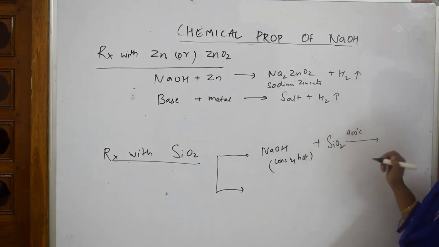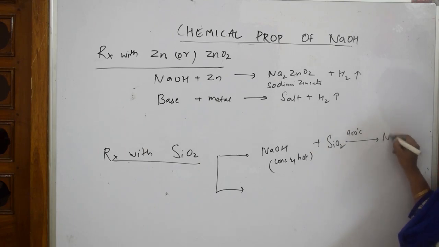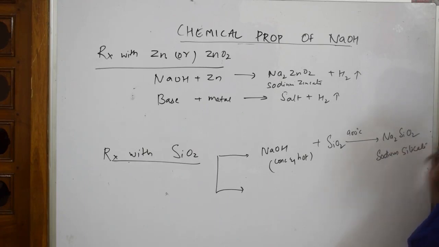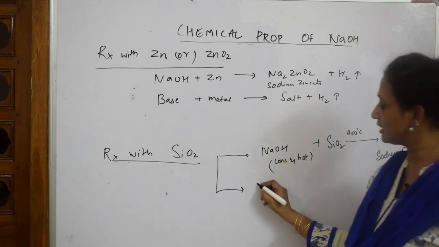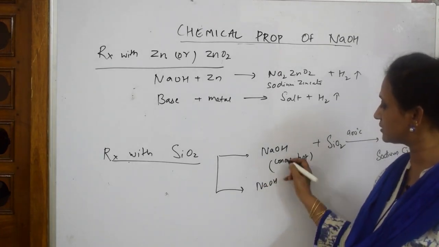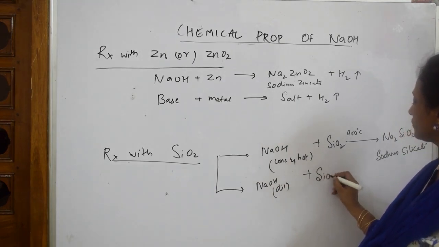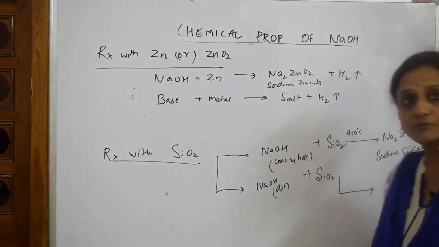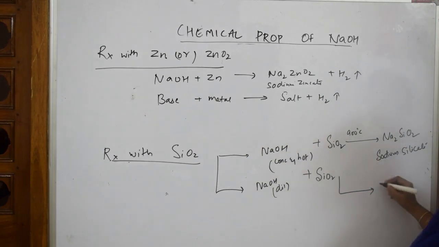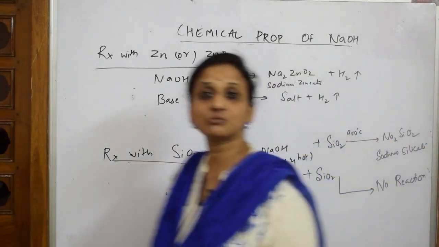So now what is it going to form? It's going to form sodium silicate, Na2SiO3. This is called sodium silicate. Now the same thing, if I take dilute sodium hydroxide instead of concentrated and combine it with SiO2 silica, what is the product formed? There is no reaction in this particular case. This is what you need to remember.